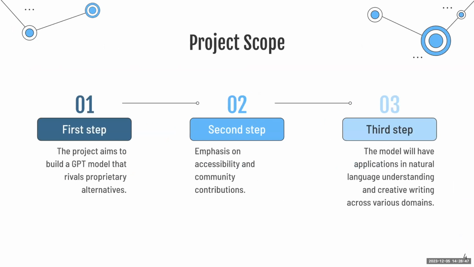So for the project scope, the first step is to create a GPT model that rivals private competitors, I guess you could say. Its second step is to emphasize on accessibility and community contributions. So make it truly open source and not have any hidden corners or things that people can contribute to. And I think this is great to democratize it and allow people to learn how these big, amazing things that everybody uses now are made and how they work. And the third step is to have the model that uses natural language understanding. So this is more NLP, so it's more the technical side of things.